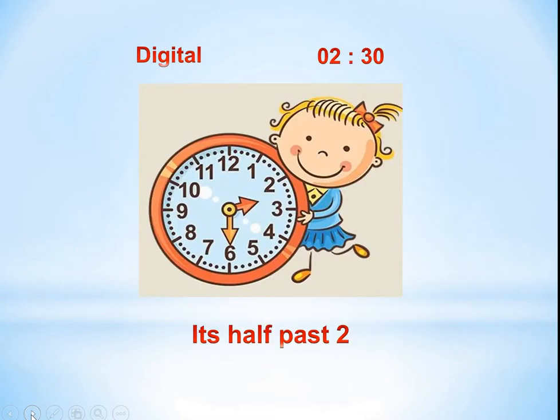In a digital clock, as we said before, we use numbers, digits. So when the short hand goes between 2 and 3, I will write 2. And how many minutes? Look here, the long hand is at 6. It's half. Half equals how many minutes? 30 minutes. So I will write 2 and 30 minutes. I will write the hours, then the minutes. How do we write it in English? It's 2:30.